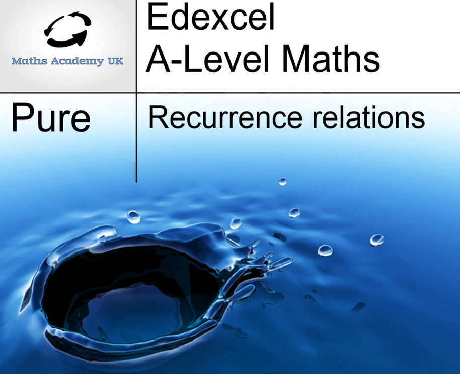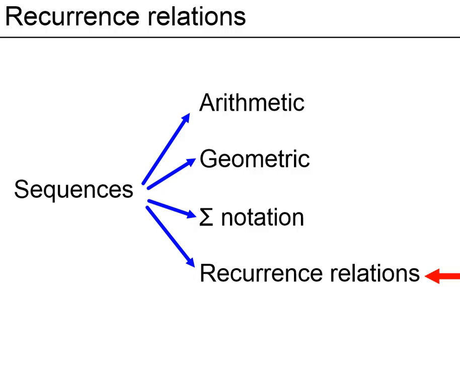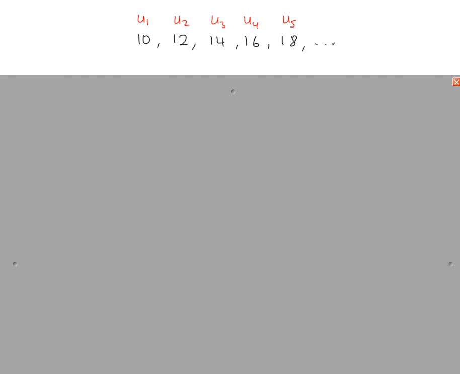Sequences and series: recurrence relations. So we have this arithmetic sequence. U1 is the first term, U2 is the second term, and so on.